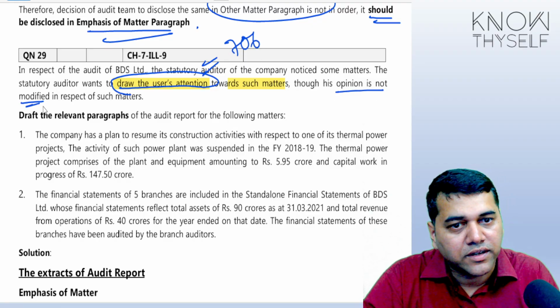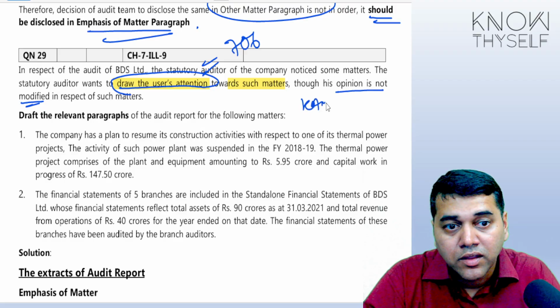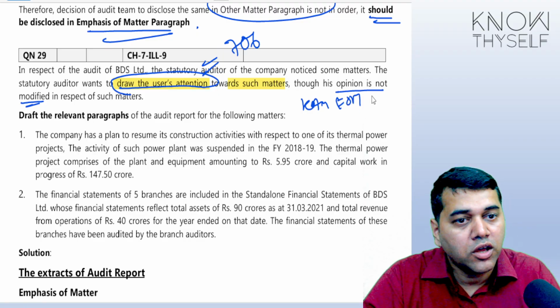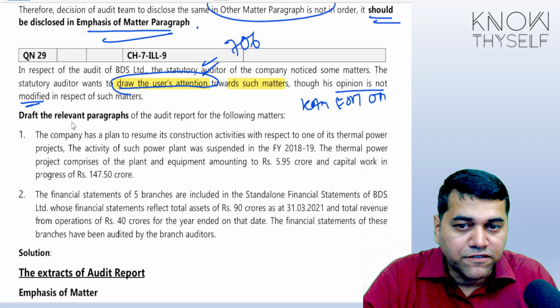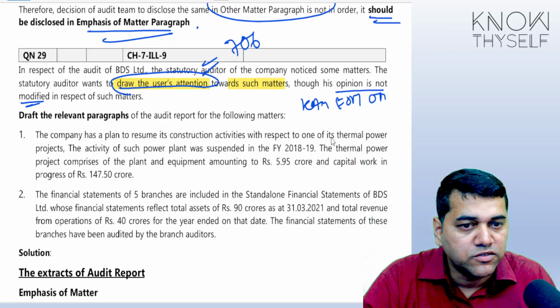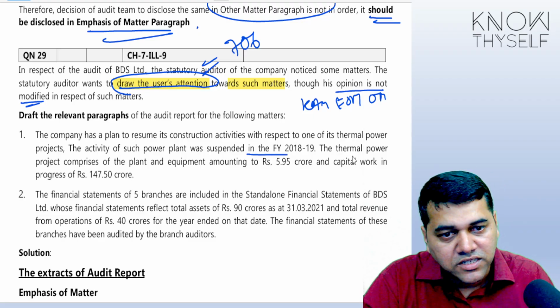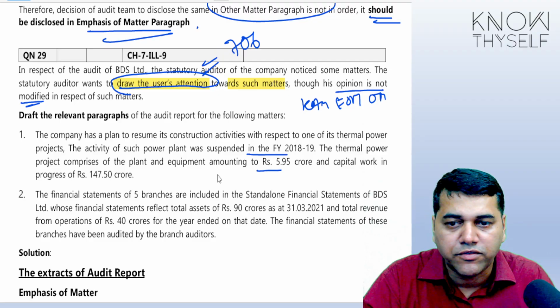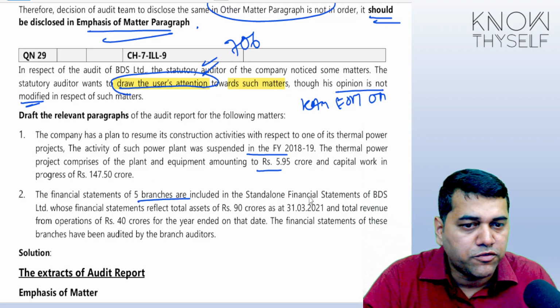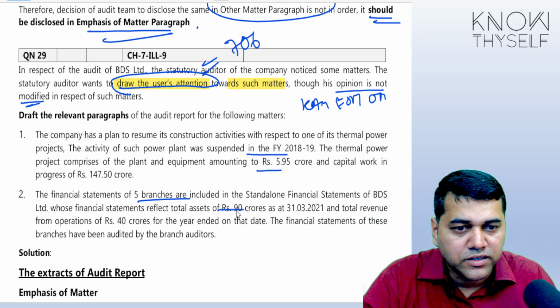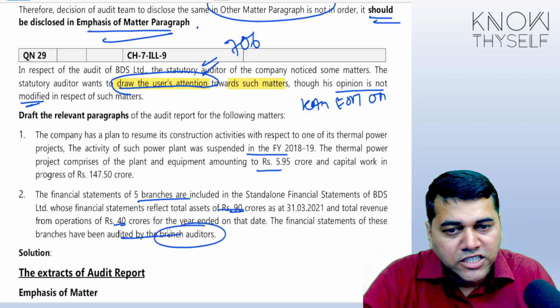Opinion is not modified. That means either it must be CAM or EOM or other matter. Draft of the relevant para. The company has plans to resume construction activities with respect to one of the thermal power projects. Activity of such power plant was suspended last year. It comprises of 5.95 work in progress. Financial statements of 5 branches included in the standalone financial statement reflect assets worth 90 crores and total revenue was so much crore. They were audited by the branch auditors.